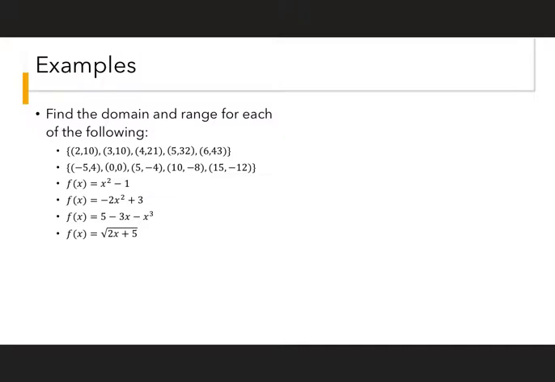Okay, so domain and range for each of the following. These first two are discrete data. I just have a list of points, and so my domain for the first one is going to be a list of the x values. So 2, 3, 4, 5, and 6. The range is going to be the list of the y values. 10, which I don't have to list again, you just list it once. 10, 21, 32, and 43.